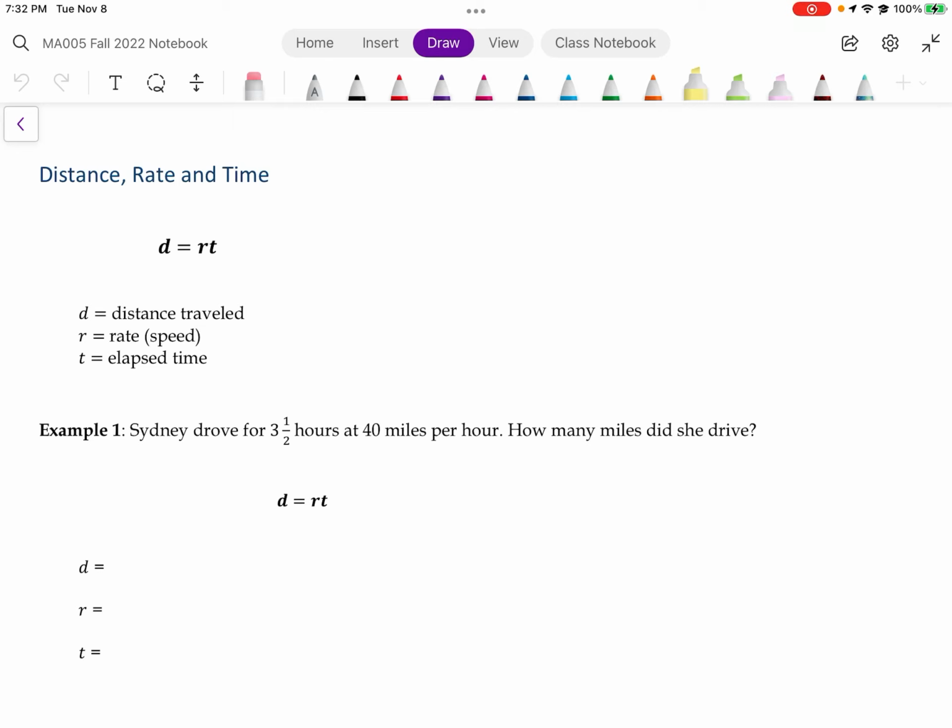We're going to do D equals RT at the top and always write it every single time. And then write D equals, R equals, and T equals down the side. And then go through the problem and find all the parts. So 3.5 hours at 40 miles per hour. Okay, so how many miles? The question is, how many miles did she drive?